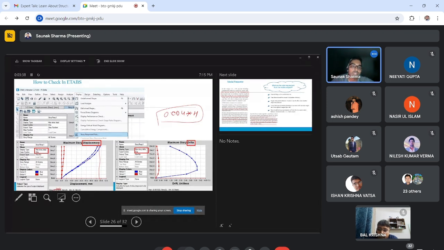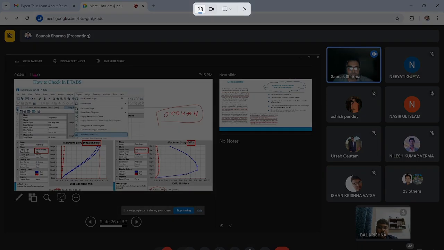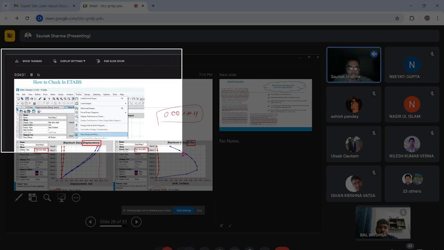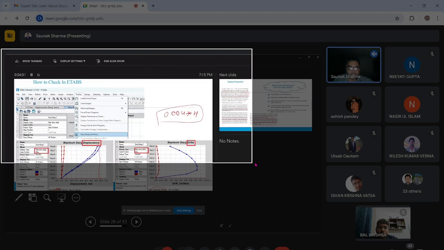If it is coming under our limit, then we let it go and go further to the design step. If it is exceeding, we need to make the building stiffer. We need to increase column size, beam size, or add shear walls. Now for drift, it is giving the drift ratio here. Here it is coming as 0.003. It is within limit. So if it is exceeding, we need to again increase or stiffen the model further.